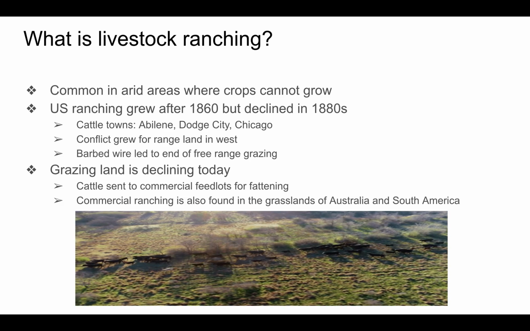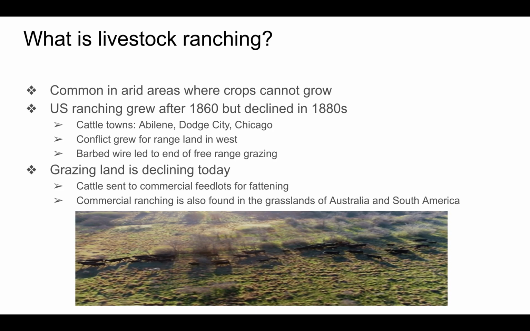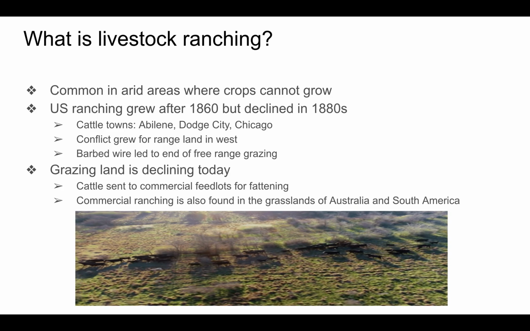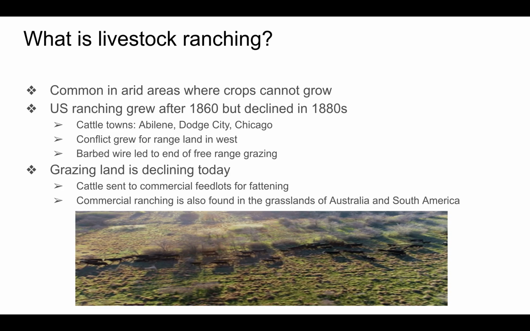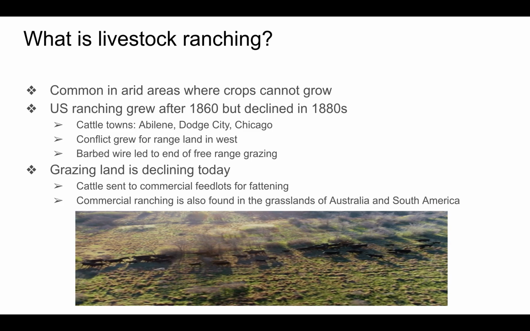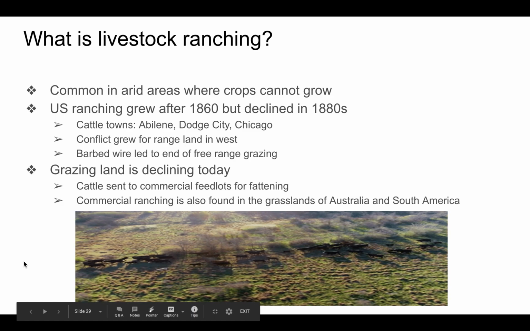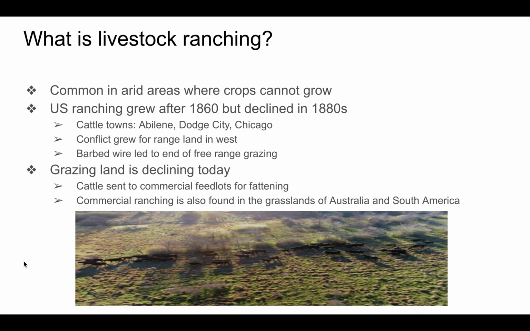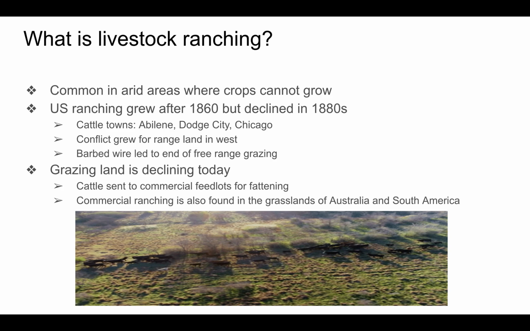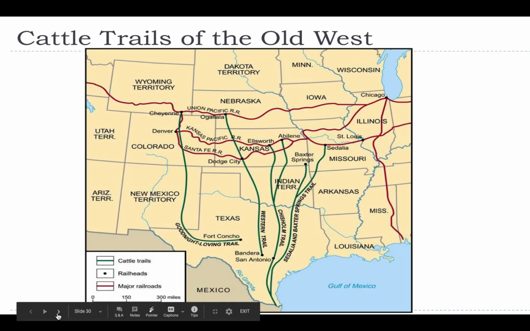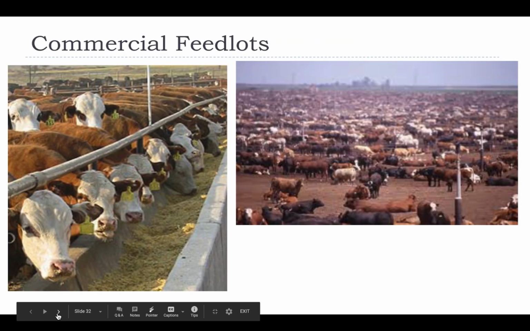Conflict grew from rangeland in the West, from the Homestead Act, people moving west, and as we learned in population, the population center continues to move west and south. Grazing land has declined because commercial ranching has been replaced by commercial feedlots, so more densely concentrated livestock production. And this shows you the higher density livestock production.